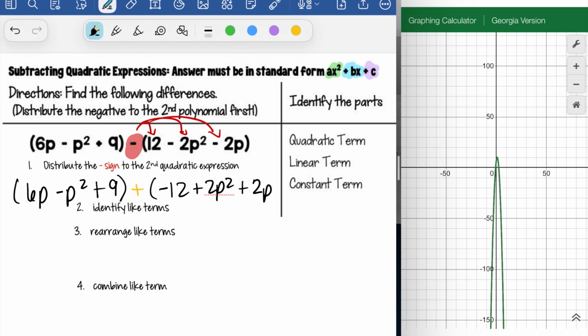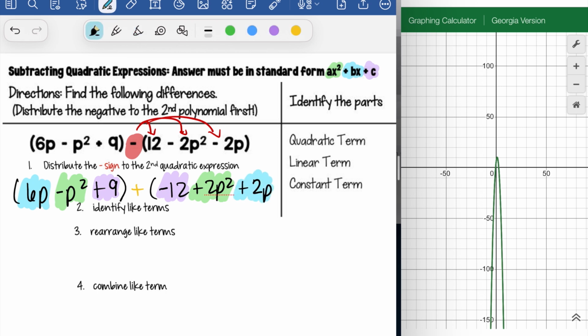So now I'm going to identify my like terms, aka my quadratics with my quadratics, linears with linears, and constants with constants. So since 6p does not have an exponent of 2, it has an exponent of 1, that makes it my linear term. Negative 2p squared would be my quadratic term, and plus 9 would be my constant term. Then my negative 12 would be my constant term. 2p squared would be my quadratic term, and 2p would be my linear term.